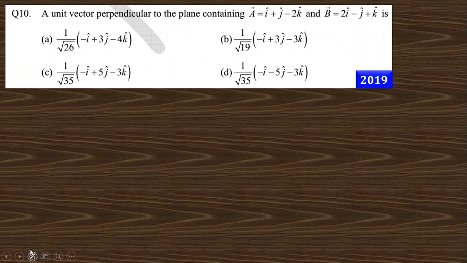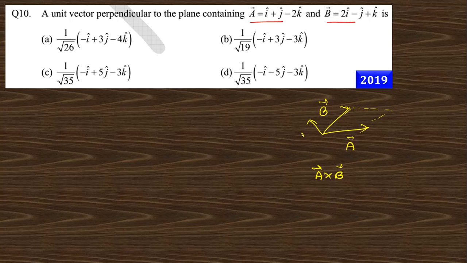Next question. A unit vector perpendicular to the plane containing these two vectors, that means there are two vectors, this is A vector and this is B vector, they lie in the plane of the screen. So you know, if we take the cross product A cross B, this will be perpendicular to this plane, right? And now if we want to find the unit vector, you must divide it by the magnitude.